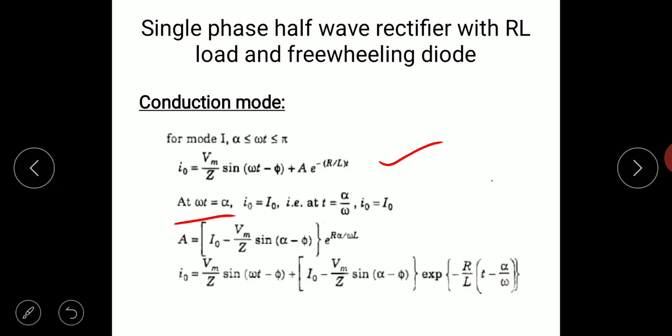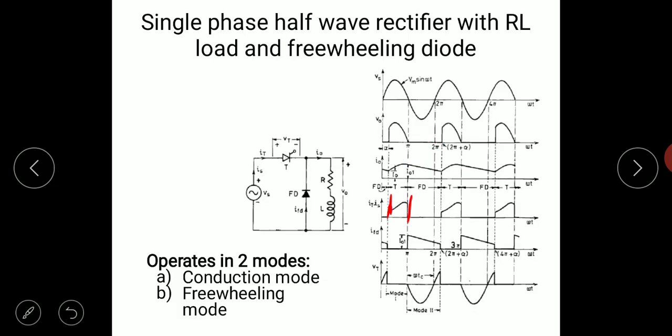How is A different? You know that at omega t equal to alpha, the current is not 0. Why is the current not 0? Because at the end of the cycle at 2 pi plus alpha, the current has not fallen to 0. It was decreasing, but before the current becomes 0, the SCR in the next cycle is triggered.